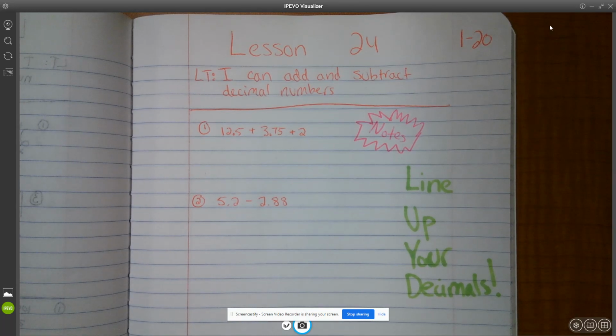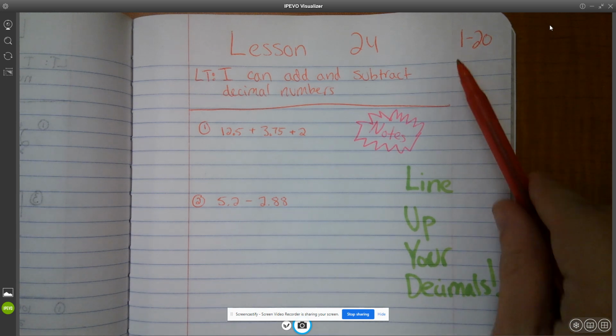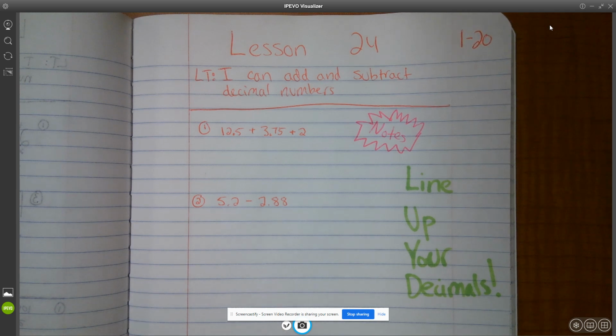Hello, 8th grade. We've got our learning target. We have lesson 24. Learning target: I can add and subtract decimal numbers. A fairly simple lesson today. I'm going to be doing problems 1 through 20. Here are a few notes.